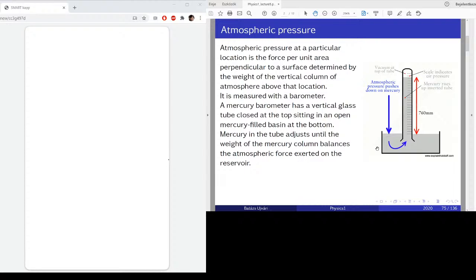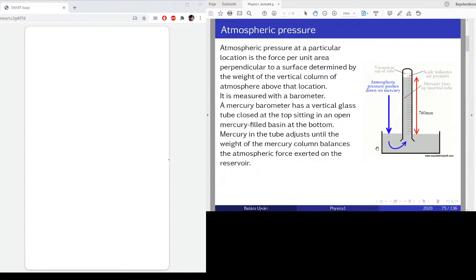The first barometer was the mercury barometer. You can see it on the plot. If you have a mercury filled tube, and you put it upside down in also a mercury filled volume, the pressure from the atmosphere is the blue arrow, and the pressure from the mercury inside the tube must be balanced. From a scale on this tube you can read out the height of the mercury, which is equivalent to the atmospheric pressure.